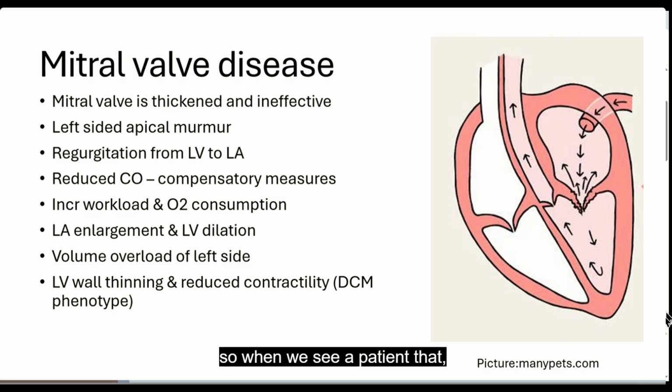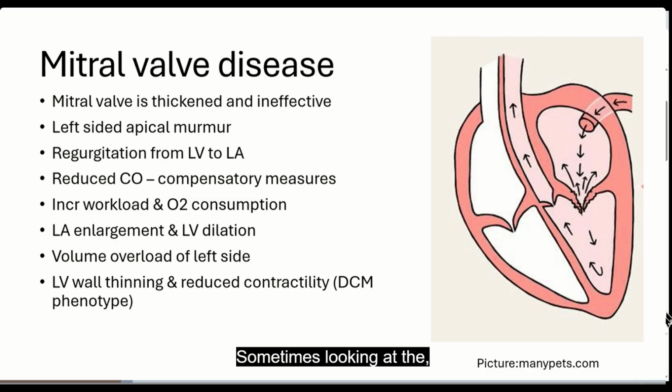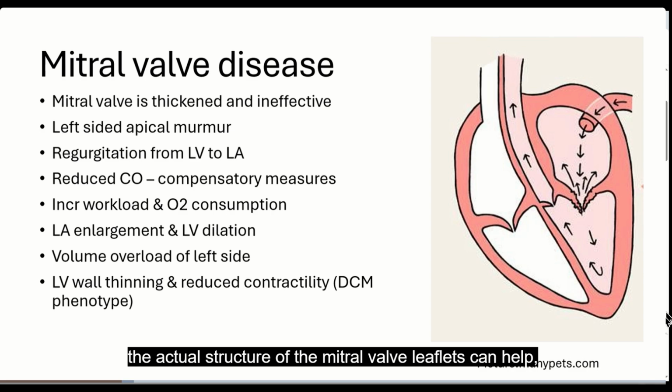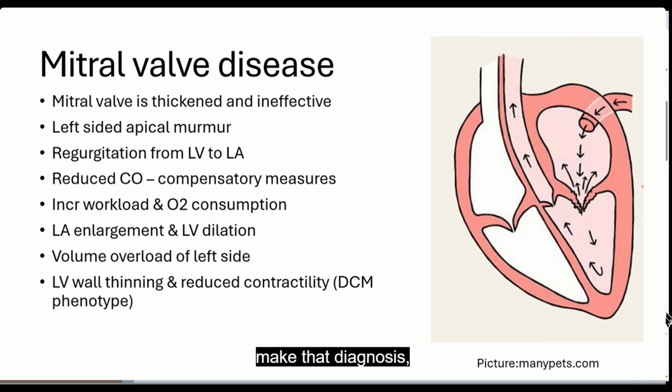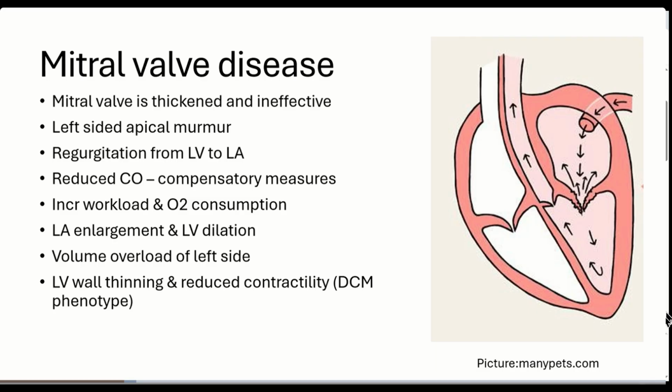So when we see a patient that presents in heart failure and we do the echocardiography and we find a heart that looks like it's a DCM, you're never quite sure whether or not it comes from an advanced mitral valve disease or whether it is a primary DCM. Sometimes looking at the actual structure of the mitral valve leaflets can help make that diagnosis, but the cardiologists do have a nose for it, and very often they can make a very good educated guess as to which one it is.